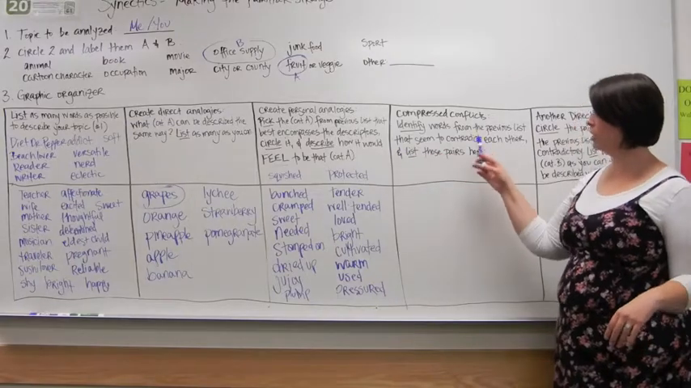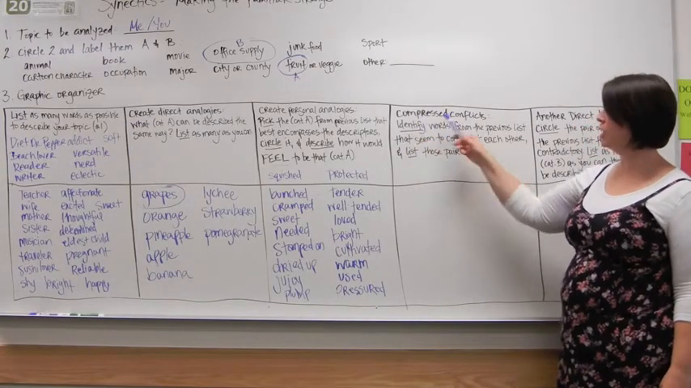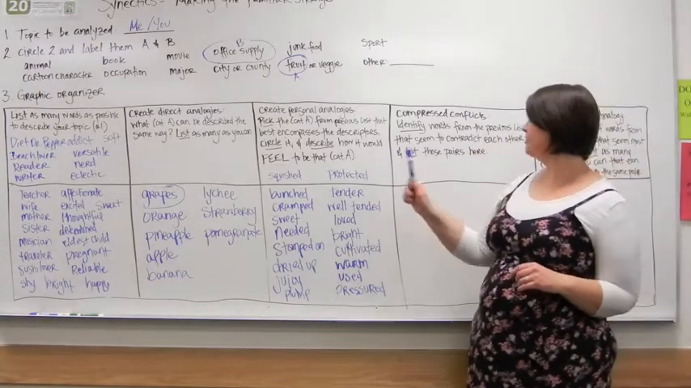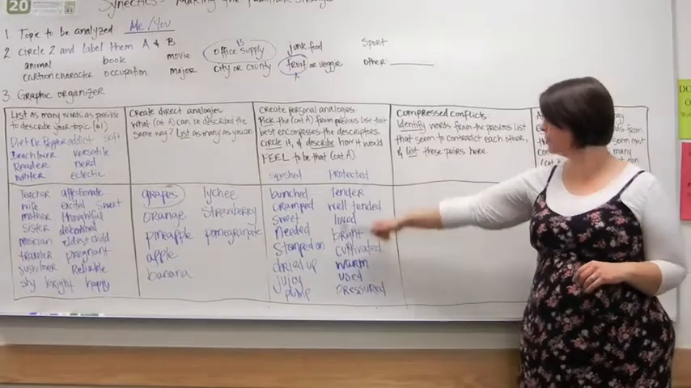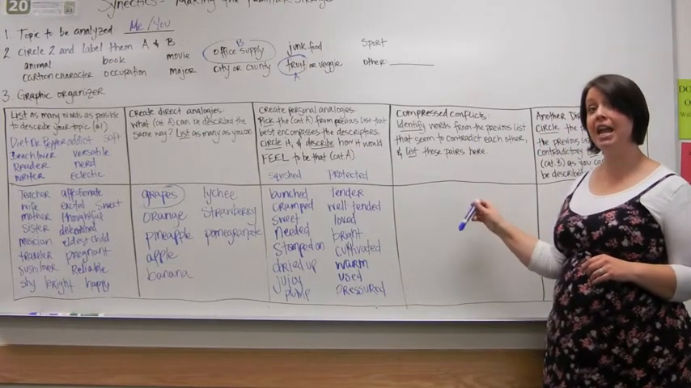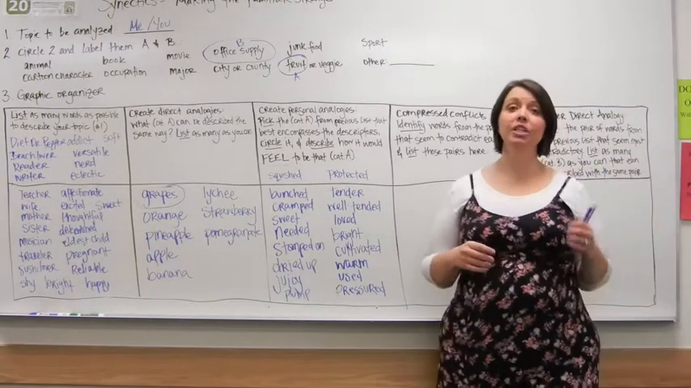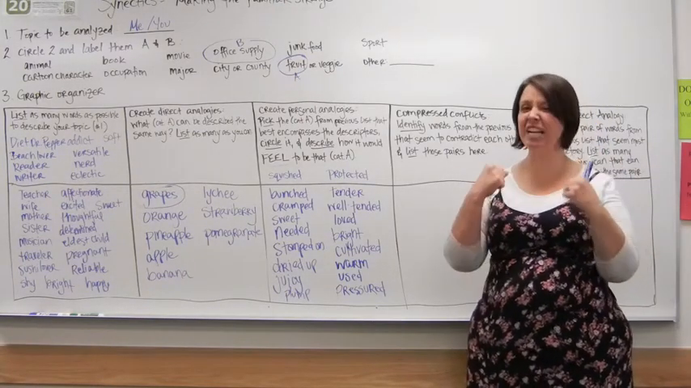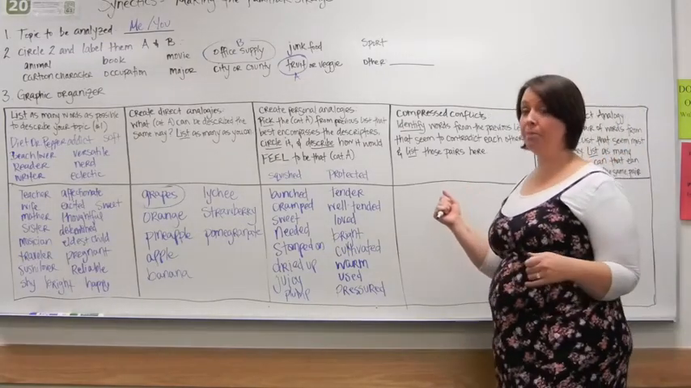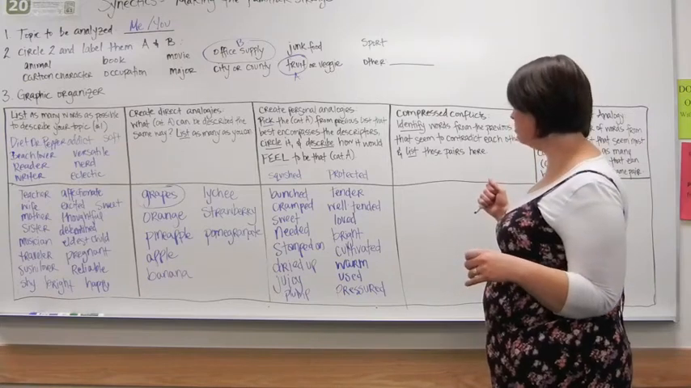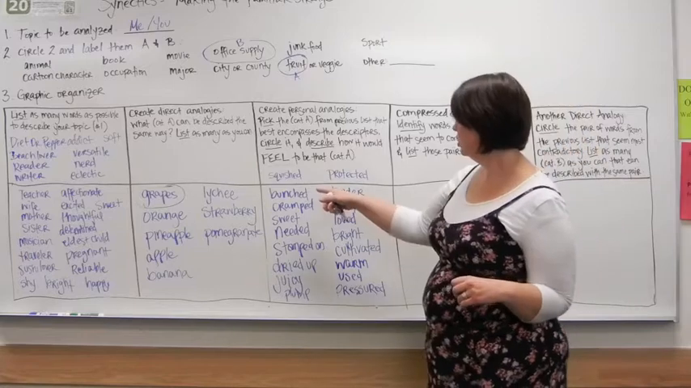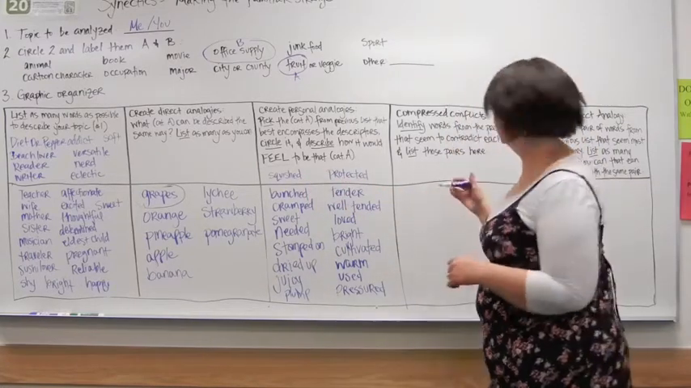Now I'm going to go to the next section. The fourth section is about compressed conflicts. So now I'm going to identify words from this previous list here that seem to contradict each other, and then I'm going to list those pairs here. So these contradictions are kind of fighting words, things that seem at odds. So, for example, maybe squished and protected.